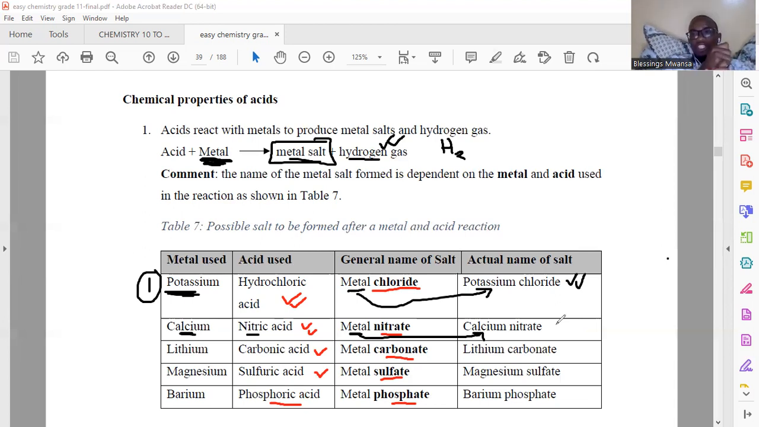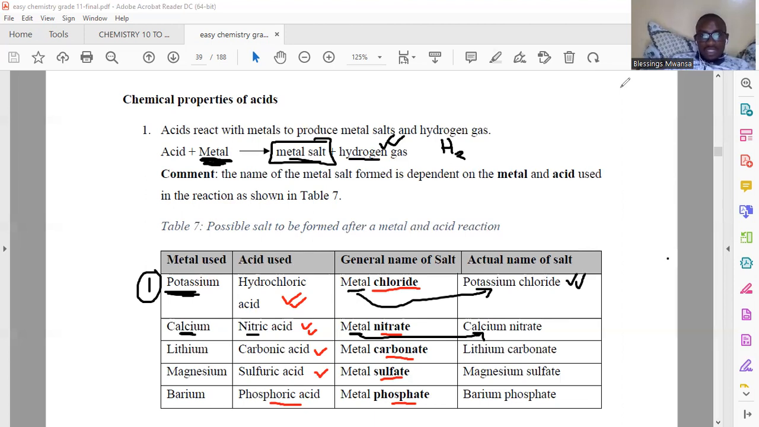We'll soon look at preparation of salts, and it will give us more details on how we come up with a particular salt. But here, I'm just trying to give you a brief background of where the metal salt is coming from. So a reaction of an acid and a metal will produce a metal salt and hydrogen gas. We'll give more details when we start looking at the preparation of a salt. So that is the first reaction.